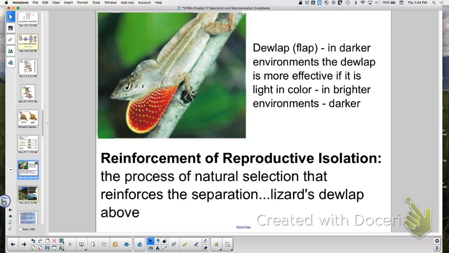Remember that dry environment we saw in that other slide? It was dry in the cactus. There, if everything is dry and kind of light colored, it would be better to have a dark colored dewlap, because that would stand out and you could attract your mate. That's part of your mating dance, showing them your dewlap. But if you are in a dark forested area, it wouldn't be good to have a dark dewlap. You would want a lighter dewlap. So in your separation, maybe your gametes would still fuse, but because you look so different, they're not even considering reproducing with you. And it keeps your species isolated. So that's reinforcement of reproductive isolation.